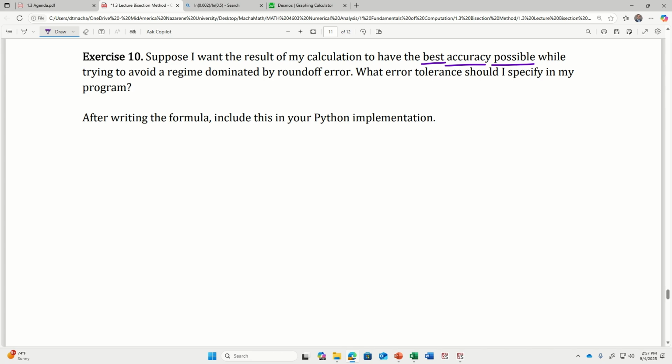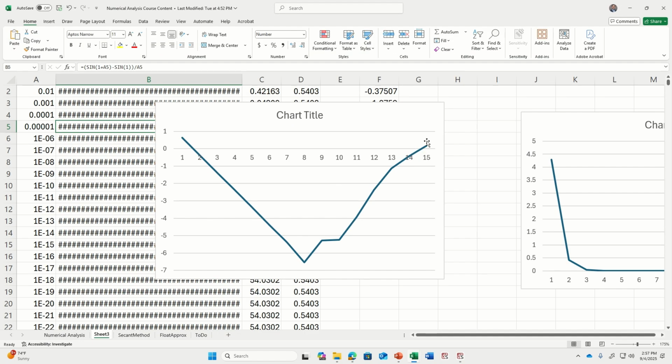What error tolerance should I specify in my program? And the answer to this question is something like this. Your tolerance for relative error should be, going back to the data type we're using, the machine epsilon times some kind of buffer, right? Some kind of safety net. Because obviously, from this picture, going to machine epsilon was a bad idea. That was creating more error than we had if we had chosen a larger step size. And so we need to back this up a little bit.